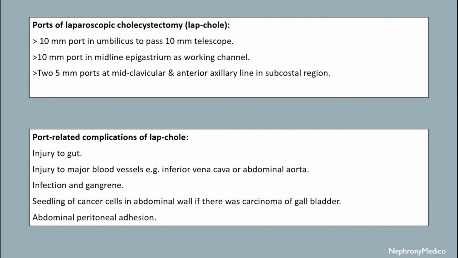Port-related complications of lap cholecystectomy. These are injury to gut, injury to major blood vessels like inferior vena cava or abdominal aorta, infection and gangrene, settling of cancer cells in abdominal wall if there was a carcinoma of gallbladder, and abdominal peritoneal adhesions may occur.